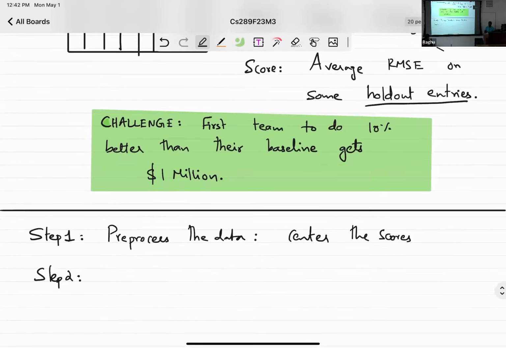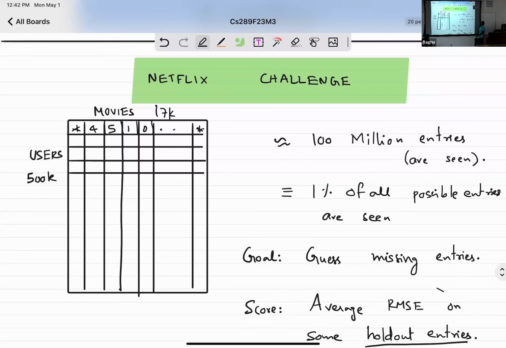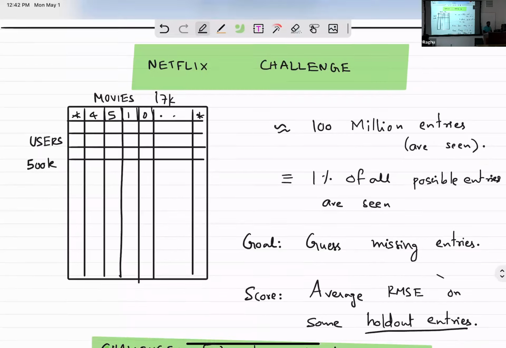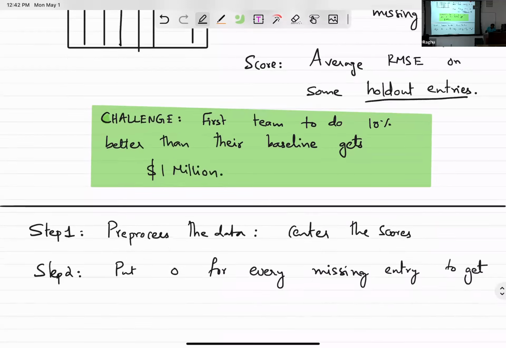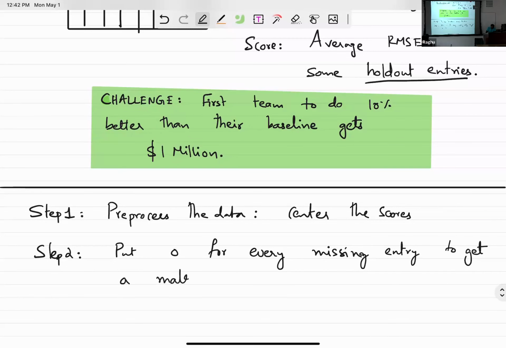Exactly. So essentially, you're saying as a first cut, I'm going to guess every missing entry with the global average across everything. If you don't want to do anything complicated, that's a reasonable thing to do, right? Okay. So put 0 for every missing entry. Okay, now we have an actual matrix X.